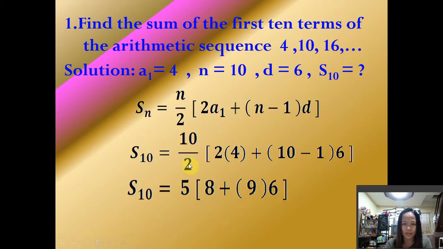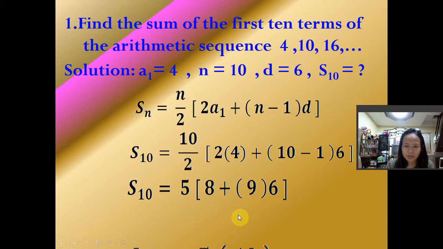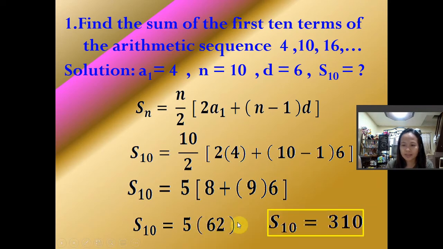10 divided by 2, that is 5. 2 times 4, this is 8. This one, 10 minus 1, that is 9, times 6. Next step is we are going to multiply 9 and 6. So 9 times 6, it's 54, plus 8, and that is 62. So we have 62 times 5 is equal to 310. So the sum of the 10 terms of this arithmetic sequence is equal to 310.